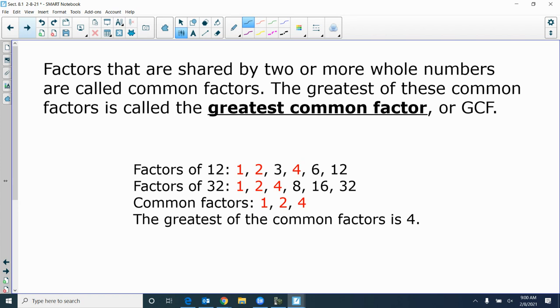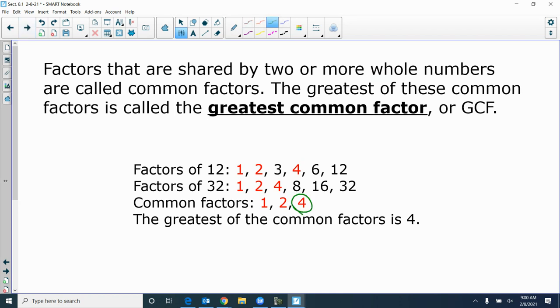GCF, greatest common factor. Factors that are shared by two or more whole numbers are called common factors. The greatest of these is the greatest common factor. So you have the same thing on your paper. If you look at 12: 1 times 12, 2 times 6, 3 times 4. Those are all factors. 32: 1 times 32, 2 times 16, 4 times 8. Common factors that they share: 1, 2, and 4. The biggest one is 4.